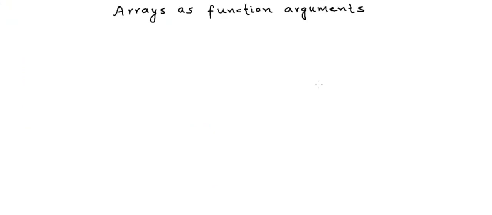In this lesson, we will be talking about one more scenario in which the concept of arrays and pointers go together. And this scenario is when you pass an array as function argument. Let us see a code example where we pass array as function argument and try to analyze it.